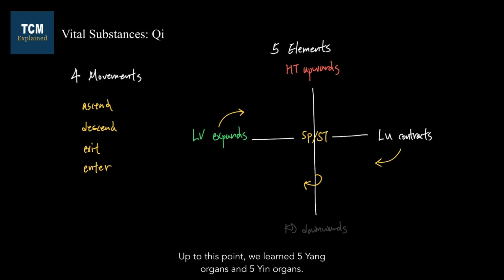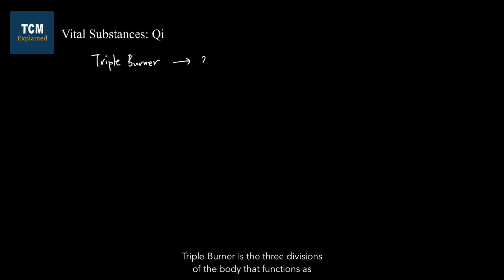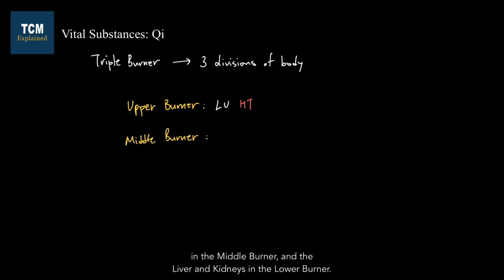Up to this point, we learned 5 yang organs and 5 yin organs. But there is one more yang organ called triple burner and yin organ called pericardium. Triple burner is the 3 division of the body that functions as the passage for different types of qi, including original qi. The lungs and heart are in the upper burner, the spleen and stomach in the middle burner, and the liver and kidneys in the lower burner.